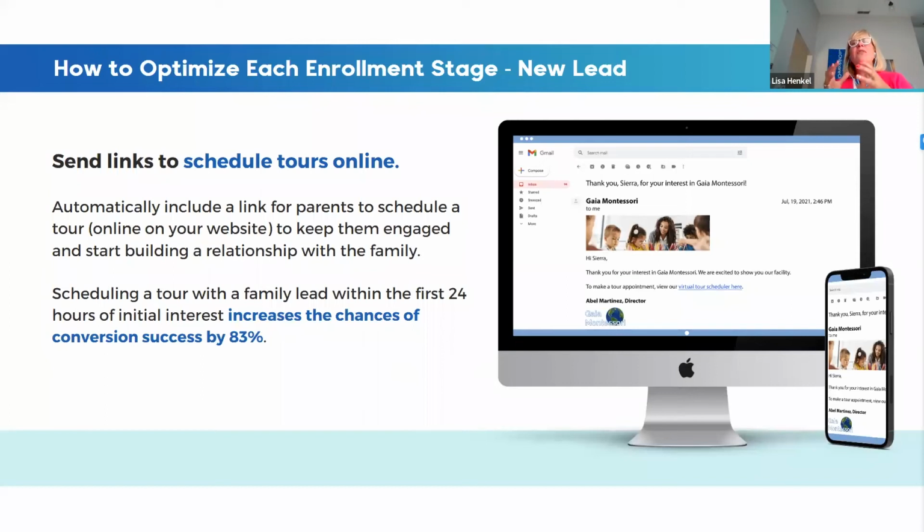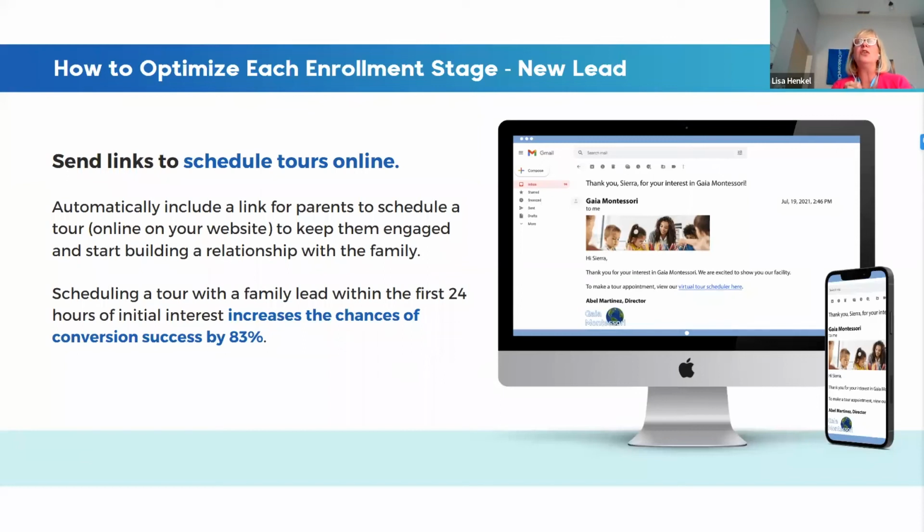So same thing, if you are able to get that family engaged enough to fill out the form, and then you can get them to schedule that tour immediately, you're going to increase your chance of converting them from inquiry to enrollment by 83%, just by giving them a way to schedule that tour on their own.